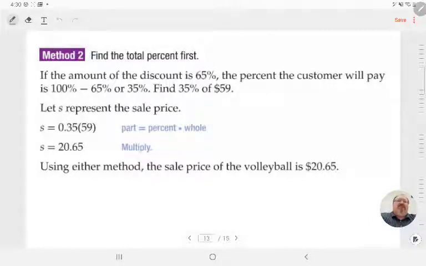Now, I can also do it the other way. This time, since it's a decrease, instead of adding it to 100%, I could subtract 65% from 100, and so I'm only going to pay 35% for the volleyball. So I could say the selling price is going to be 0.35 times 59, or $20.65. So again, either way, this time we're just subtracting instead of adding like when we do the markup.